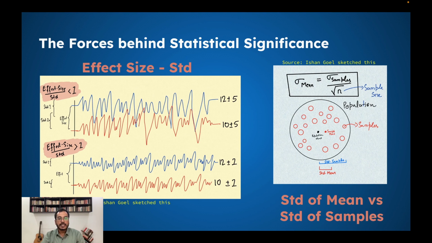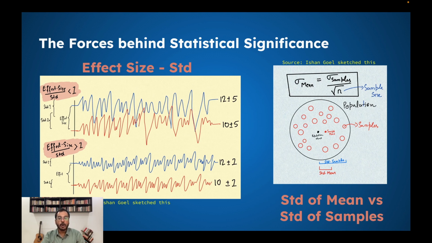So if you see that there is a blue signal and there is a red signal, the blue signal is essentially the variation in this case, and the red signal is the control. And there are two cases, above and below. In the above case, as you see, in both cases, the mean control value is 10 and the mean variation value is 12. But in the above case, the standard deviation, or how much the value fluctuates around its average, is 5. So essentially, it's 12 plus minus 5 and 10 plus minus 5.